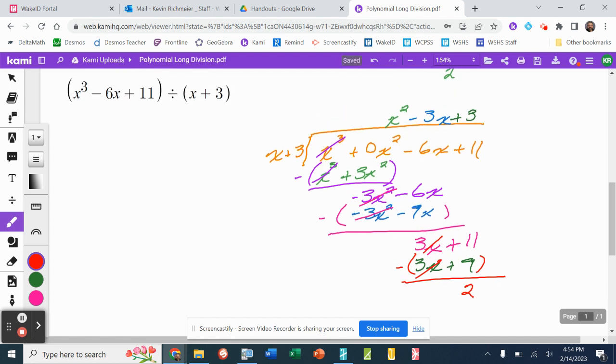So again, I could write my answer to the problem as presented. And the way I would format my answer is I'm going to start by listing the quotient. And that's the expression on top. So it's going to be x squared minus 3x plus 3 plus my remainder of 2 over, or divided by, the divisor. And that's long division of polynomials.